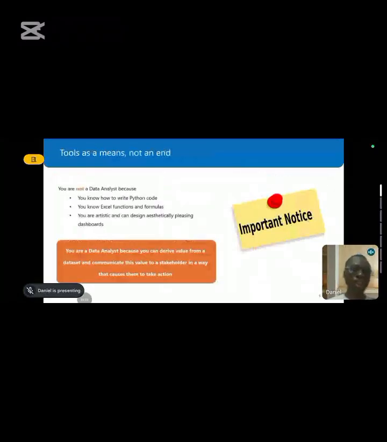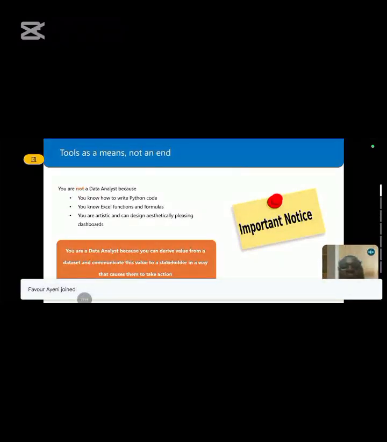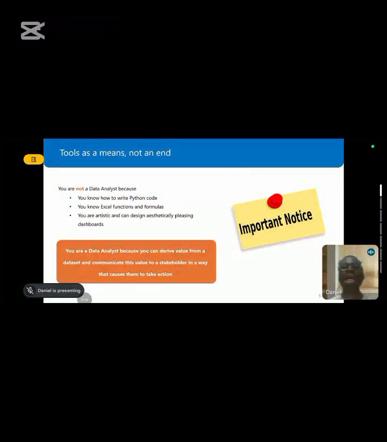So I mentioned as well again, it is very important. There is this misconception: you are not a data analyst because you know how to write, unquote, Excel functions and formulas. I can press, I know how to use all the different Excel functions. I even know VBA. I know Excel macros. That does not make you a data analyst.